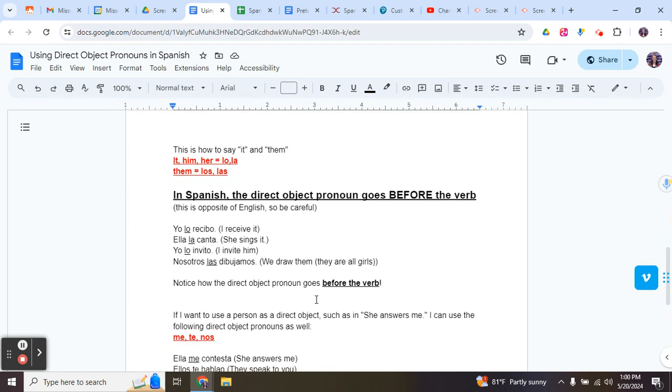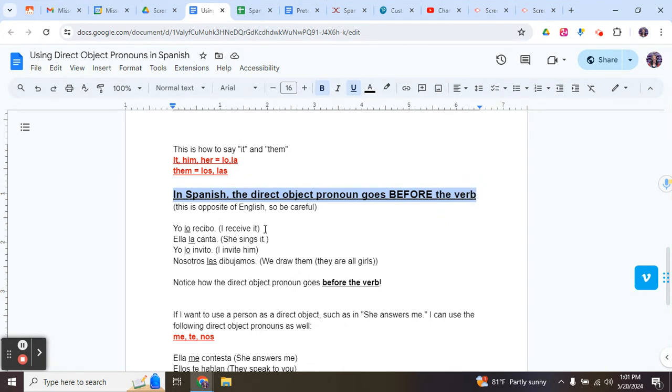So here's how you say them in Spanish. Lo and la will be masculine and feminine singular. Los and las will be masculine and feminine plural. So remember, lo can mean he or it. La can mean she or it. Los can mean them, objects or people. Las also, right? Them, objects or people. So in Spanish, it is important to note that the direct object pronoun comes before the verb.